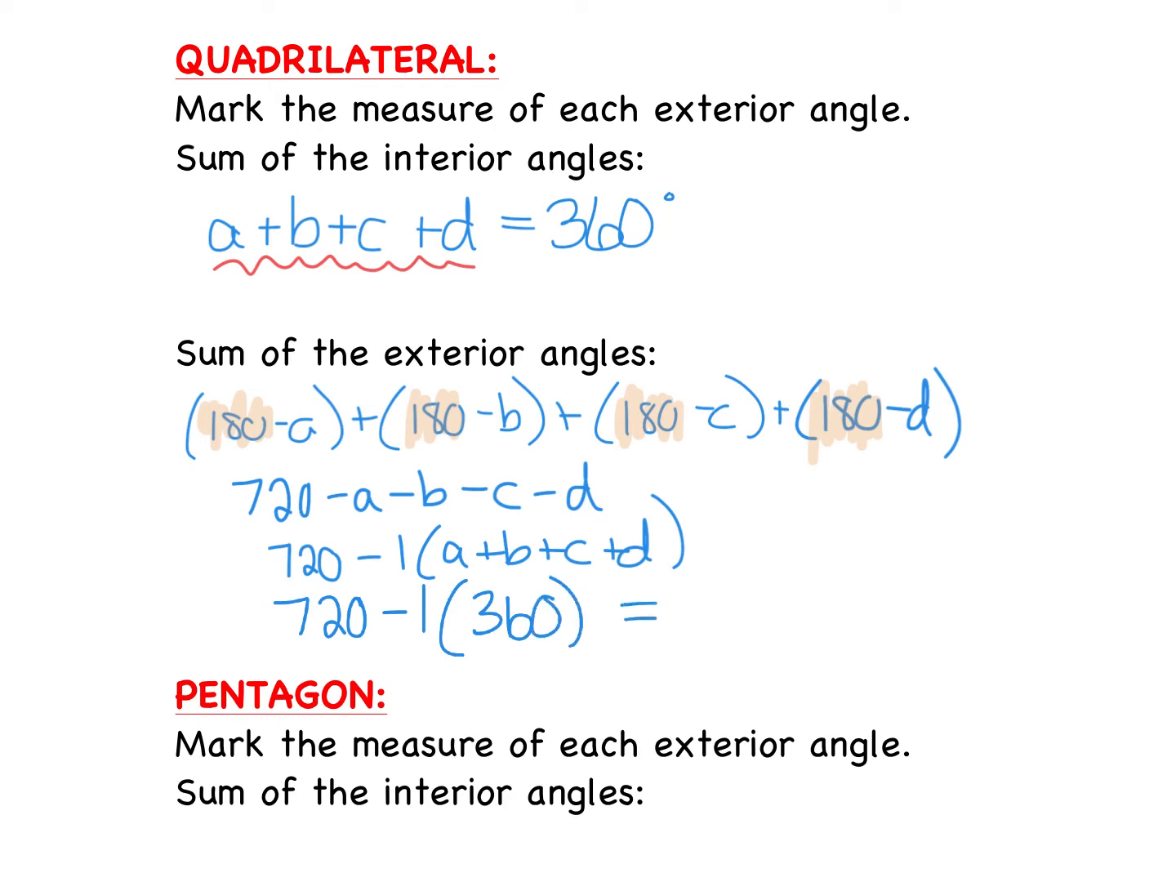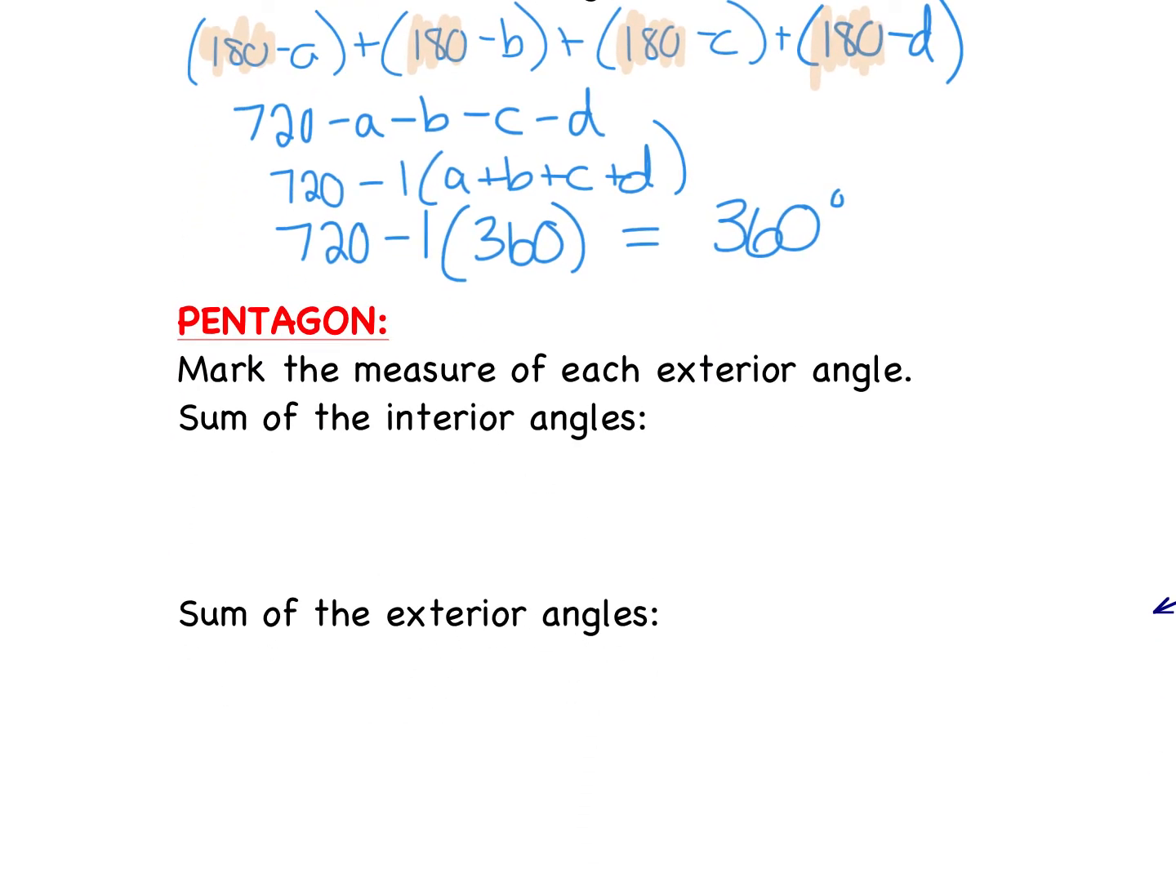So 720 minus 360 is 360 degrees. For a pentagon, we're going to do the same thing. I'm going to write it out, though you don't have to necessarily. I'm going to pause the video, write it, and show it and talk you through it. So give me a moment.